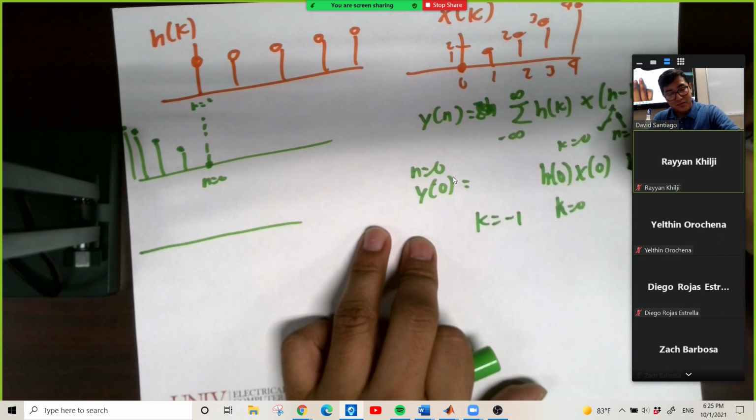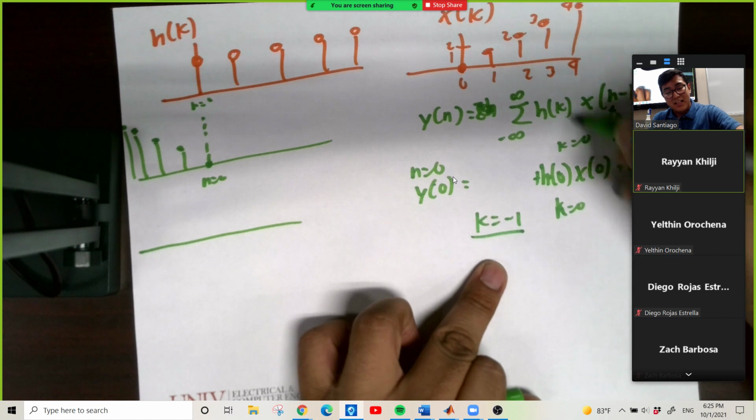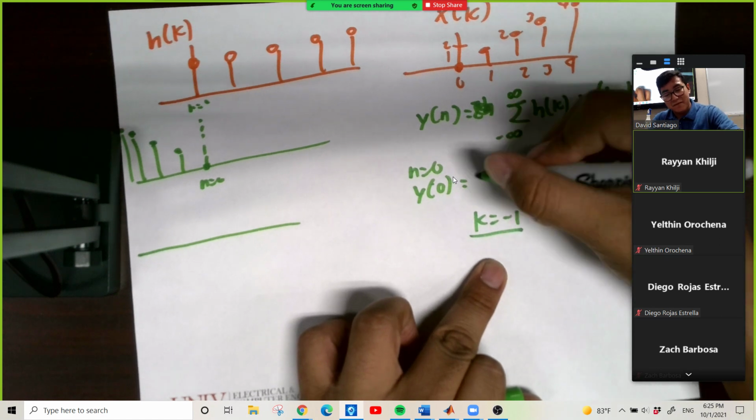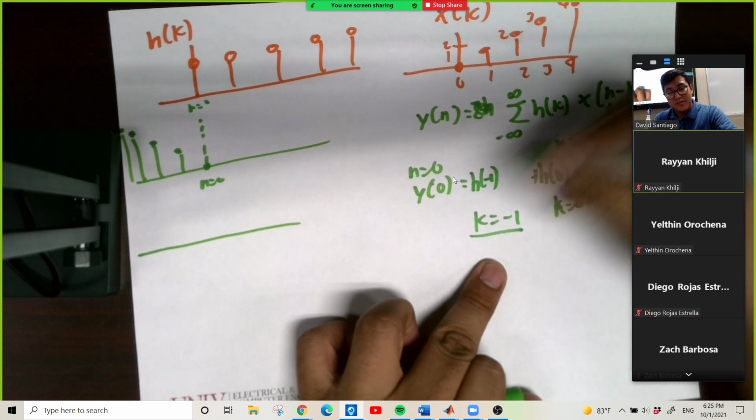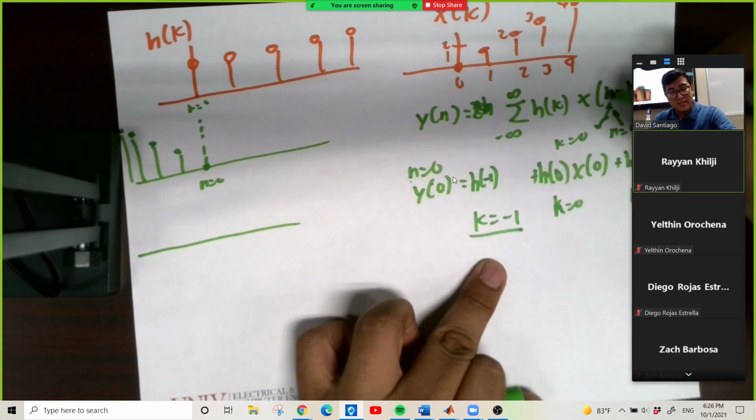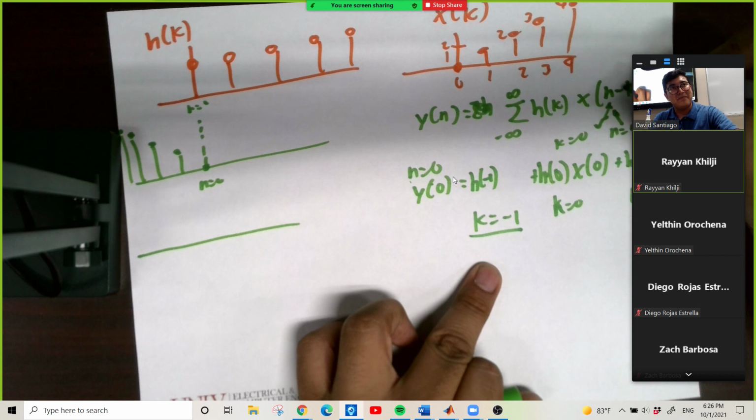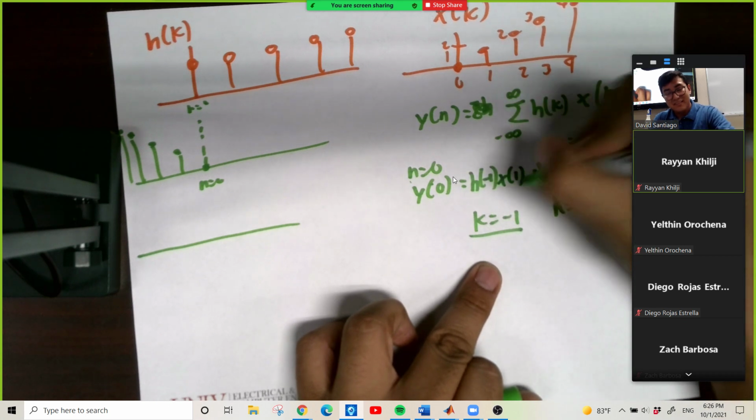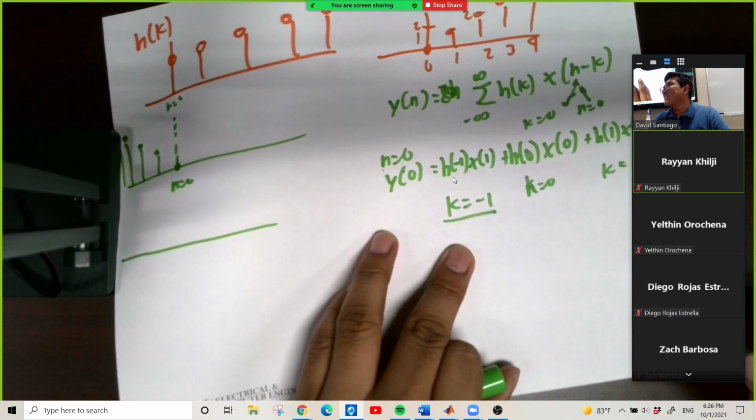I'm going to look right here, plus, plus. So here's k of minus 1. I'm going to look at h of minus 1, and then here's our n equal to 0. So we're looking at x of minus k. What's k? Minus 1. So minus, minus 1 is just a 1. See that? Does that make sense? Yes or no?